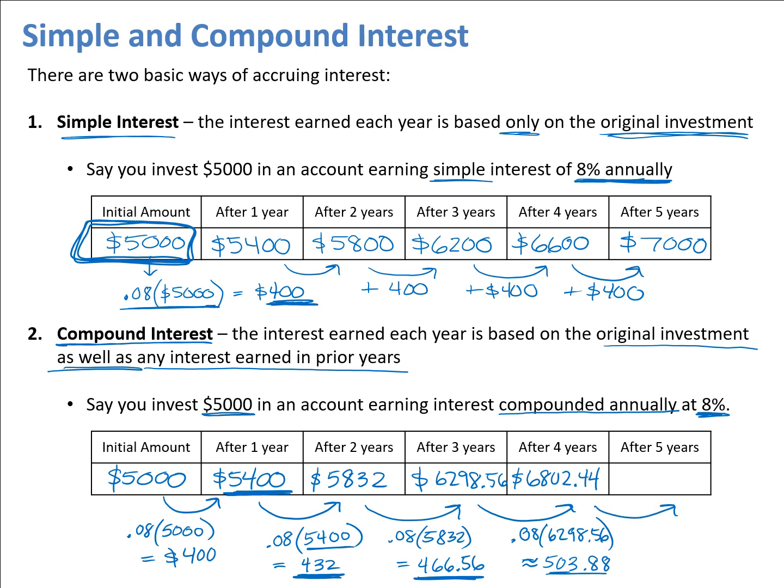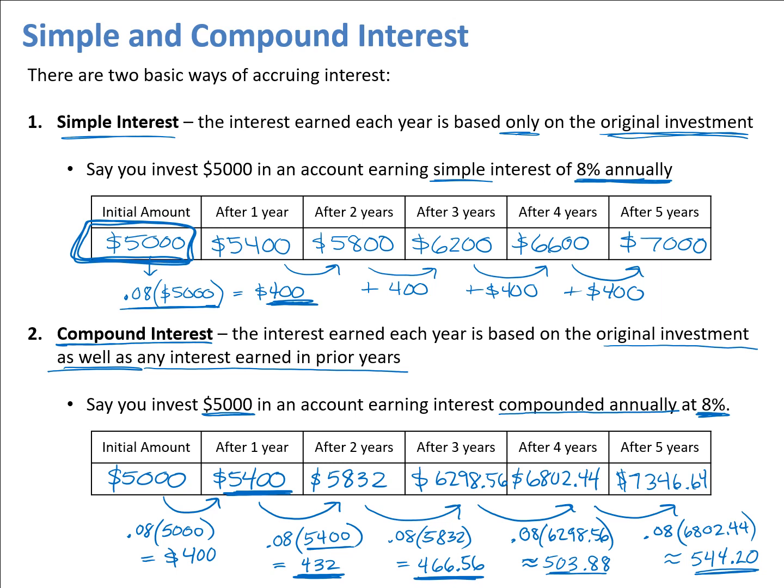And one last time, after 5 years, we're going to calculate the interest as 8% of what we had at 4 years, which is $6,802.44. Once again, we'll round the value we get out, $544, and technically it would be 0.1952, but we round that to 20 cents. So I actually earn interest of $544.20 on top of what I had before. That means my final balance after 5 years is $7,346.64.